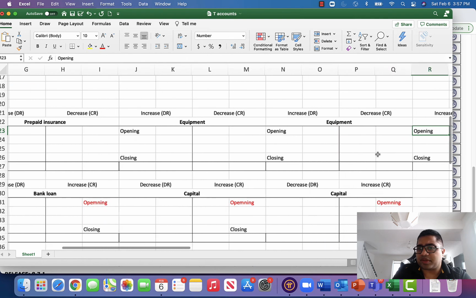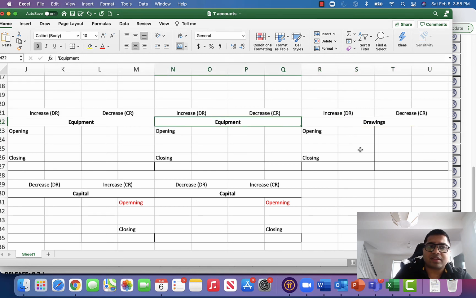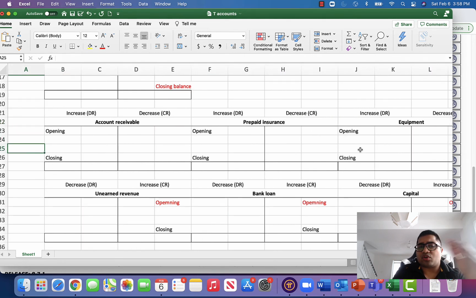Okay, so equipment. Then drawings are when you take money from your business. So for any drawings that you do, opening balance is here, all the entries will come here and decreases will come on this side. So all assets, effectively, increase in any asset will come here, decrease in any asset will come here. Opening balance is always on the increase side, closing balance is always on the increase side.